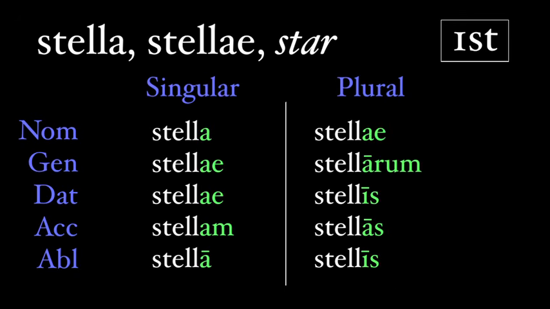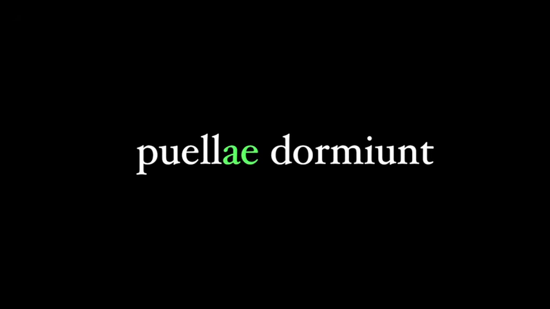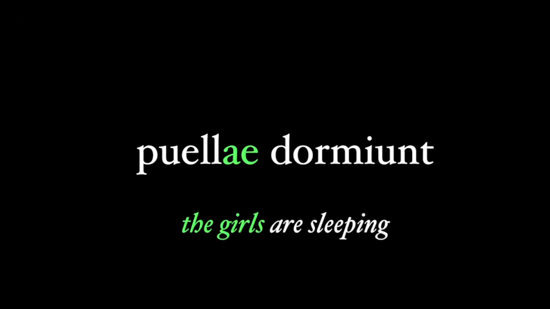There are a couple of observations you can make solely about these endings. First, you might have noticed that the genitive singular, dative singular, and nominative plural all end the same way. Expectation and context will help you out with these in a sentence. So, for instance, you might have puellae dormiunt, the girls are sleeping, and puellae is the nominative plural because the verb dormiunt is plural, and it makes sense to have puellae as the subject, nominative plural.